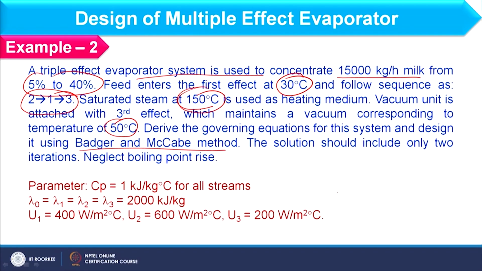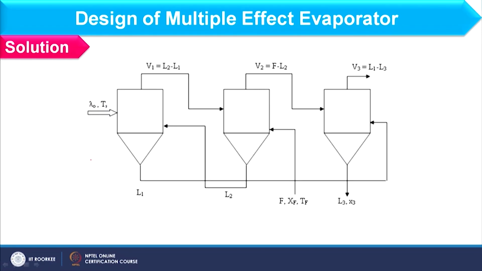And here I have some known parameters. In this solution we have to consider only two iterations, neglecting boiling point rise. This is the flow sequence, where feed is entering the second effect, then the first effect and then the last effect. In this way the final product exits from the last effect, and that is L3.